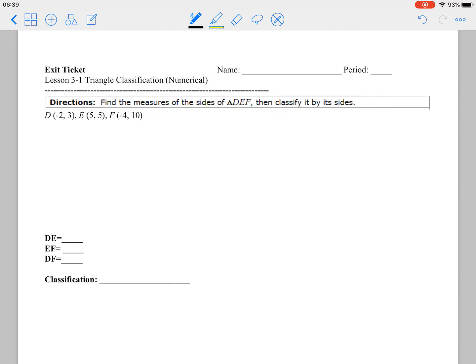For this problem, it says, find the measures of the sides of triangle DEF and then classify it by its sides. What I asked you to do today in class is just go ahead and draw that triangle DEF. It would help you to have a visual representation of the triangle.